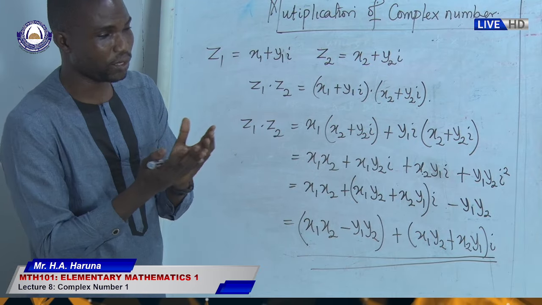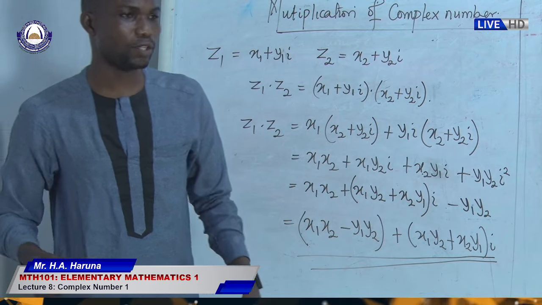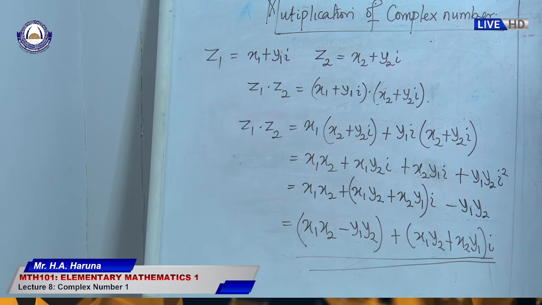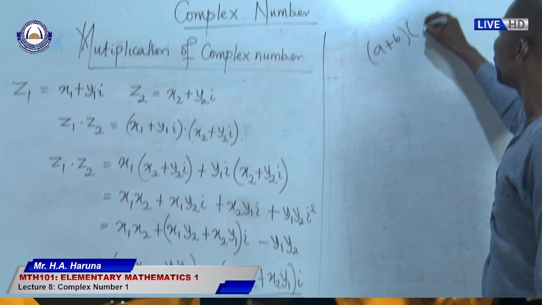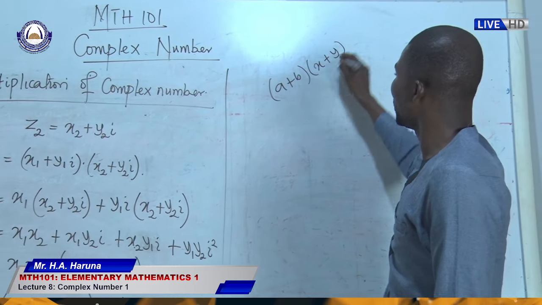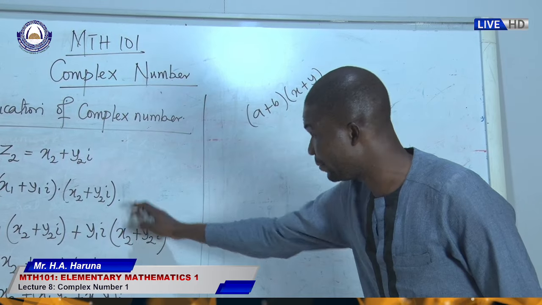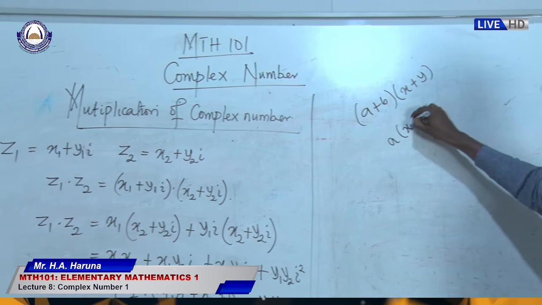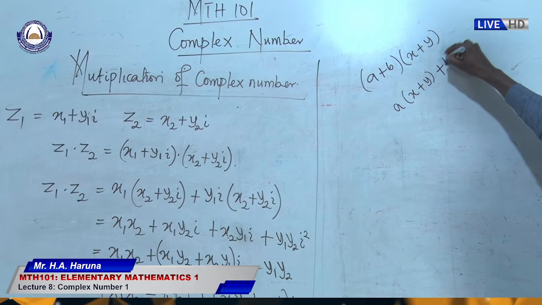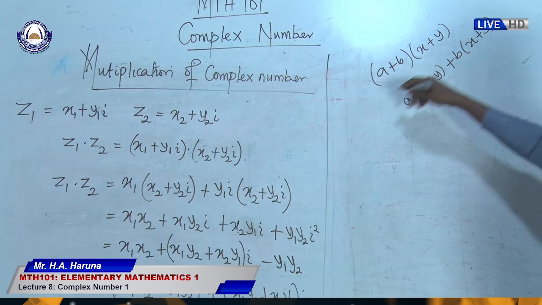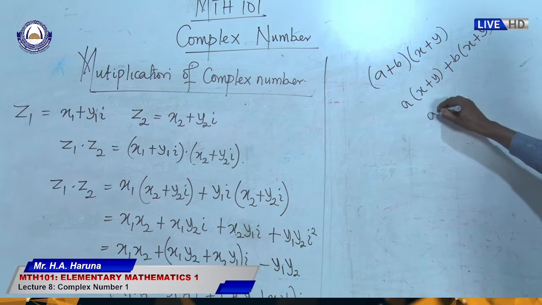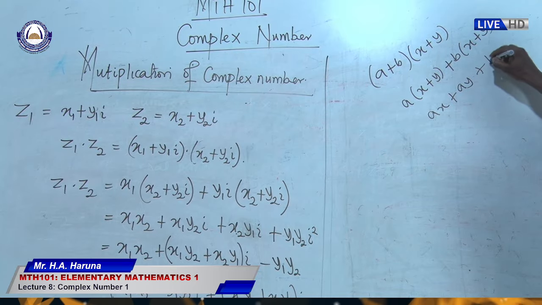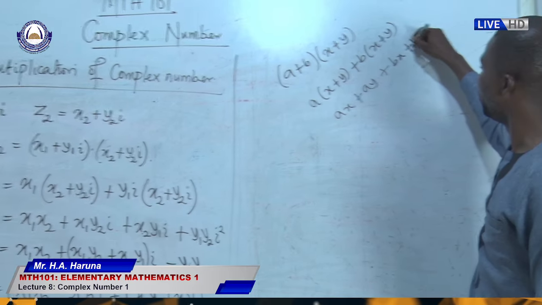When you multiply the two together, from your understanding of factorization, you recall that when you have (a plus b) into (x plus y), it's more or less like you want to multiply these two together. That is what is happening here. So if you want to do this, you distribute it over. You can say a into (x plus y), then plus b into (x plus y). That's what I did here. Now a times x gives you ax, then a times y gives you ay, plus b times x gives you bx, and b times y gives you by.